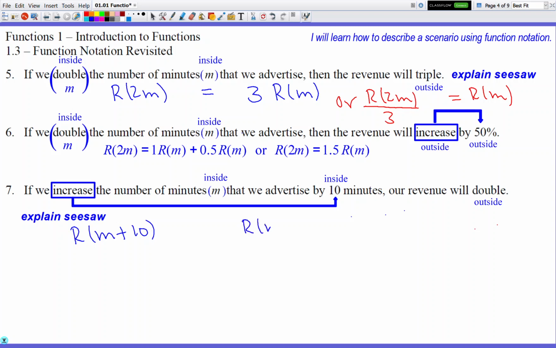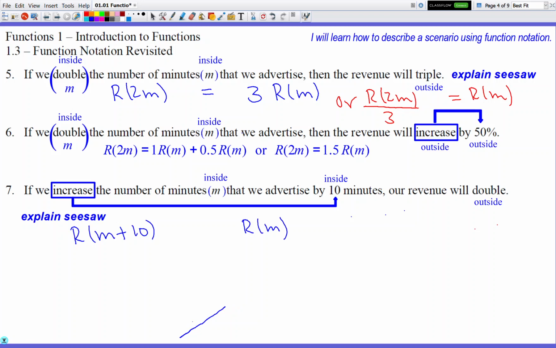So R of M. Which side do you think the seesaw is tilting to? Is the seesaw tilting left or right? Which side is going to make more money: advertising by 10 more minutes or advertising by pretty much no change? Well, hopefully you say advertising by 10 minutes. So my seesaw is going to tilt towards the left, so the left side is going to be touching the ground. I either got to make the right side heavier or I got to make the left side lighter. So what's my number that's going to balance out this seesaw?